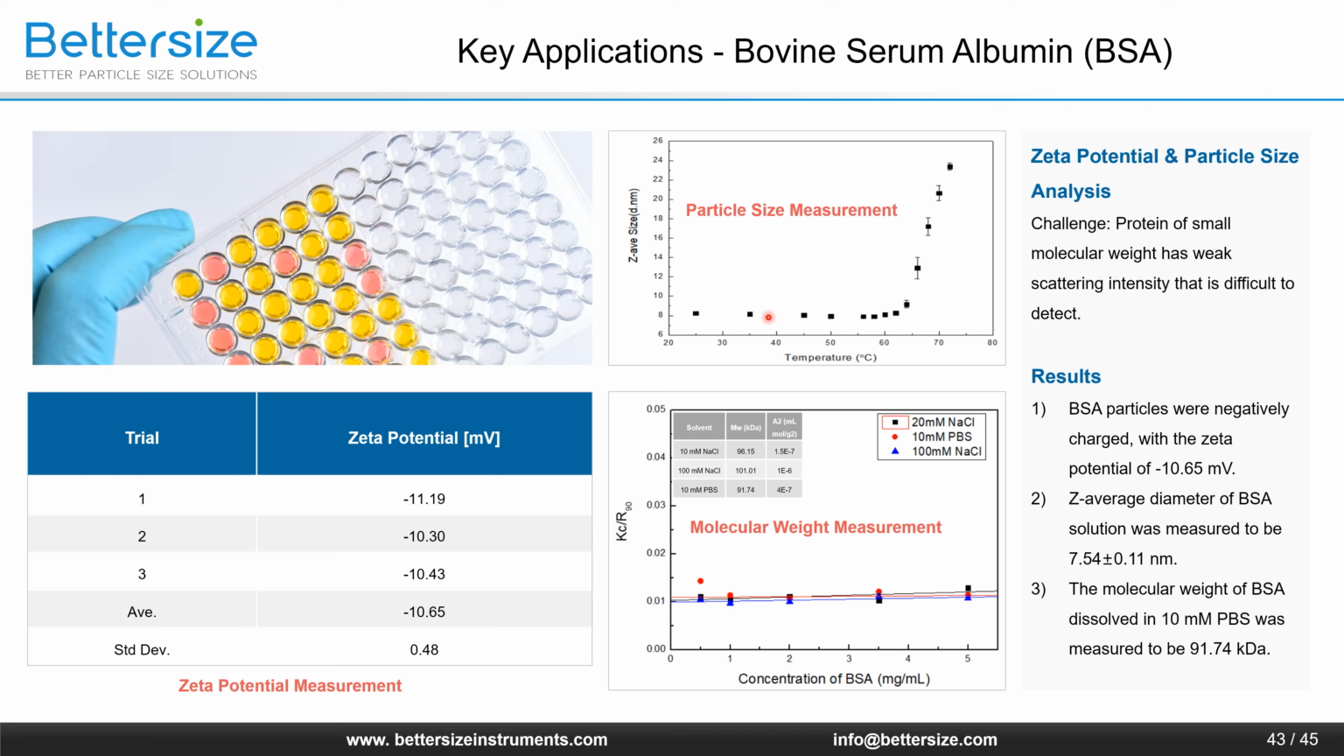As shown in this figure, particle size increased significantly when the measurement temperature reached 65 degrees or higher, indicating that the BSA denatured at high temperature and formed large aggregates.